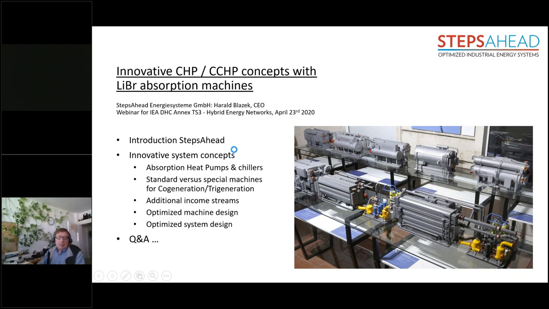And it's actually out of my business field, a small detail, the cogeneration and the trigeneration systems. And my aim is to show how we can increase efficiency of these systems pretty easily, simply by using another machine. Who is, next slide, please.